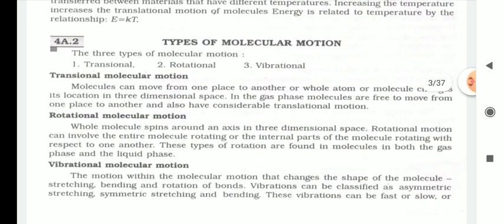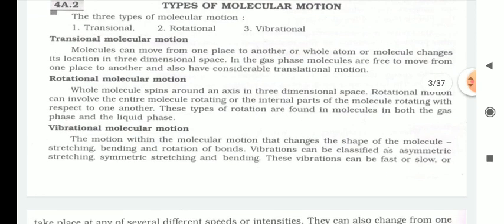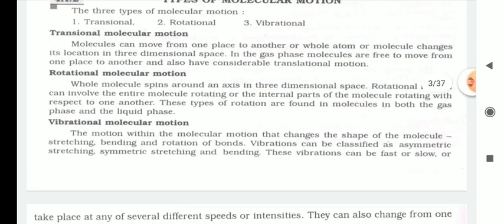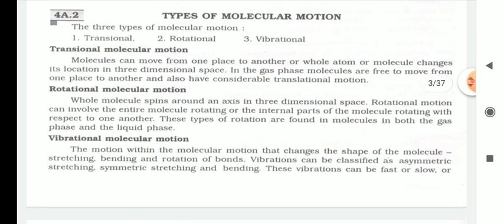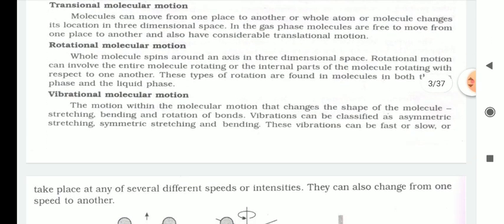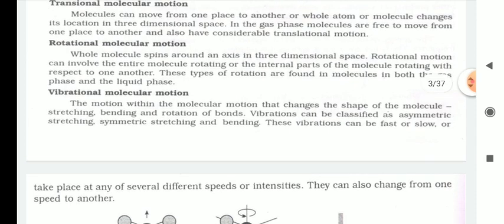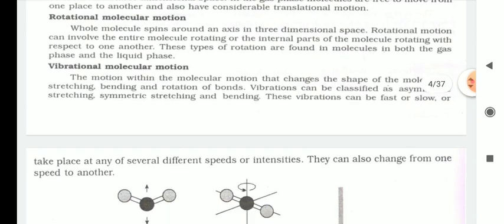We shall discuss the types of molecular motion. There are three types of molecular motion. One is translational motion, second one is rotational motion, and the third one is vibrational motion. The first one, the translational motion, as the name itself suggests, is a change in the position of the molecule from one place to another place. So that means the molecule changes its location in three-dimensional space. In gas phase, molecules are free to move from one place to another place and also have considerable translational motion.